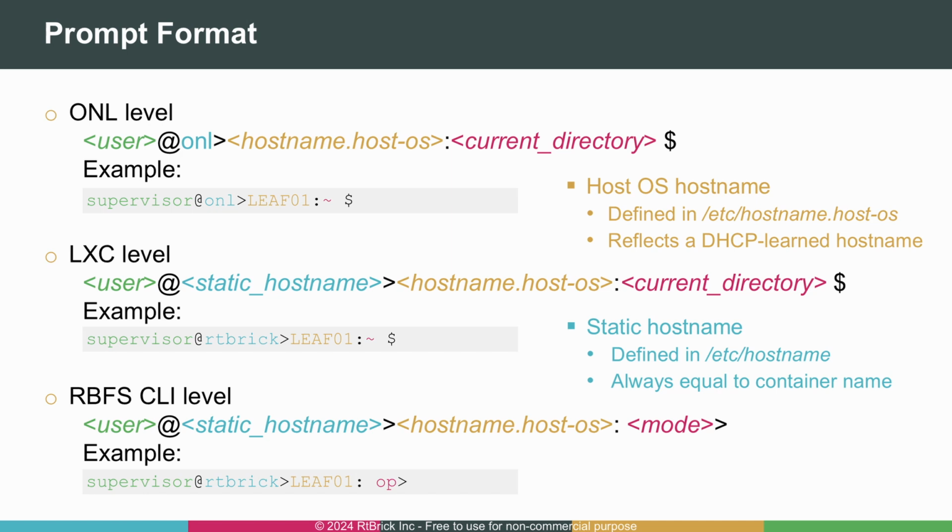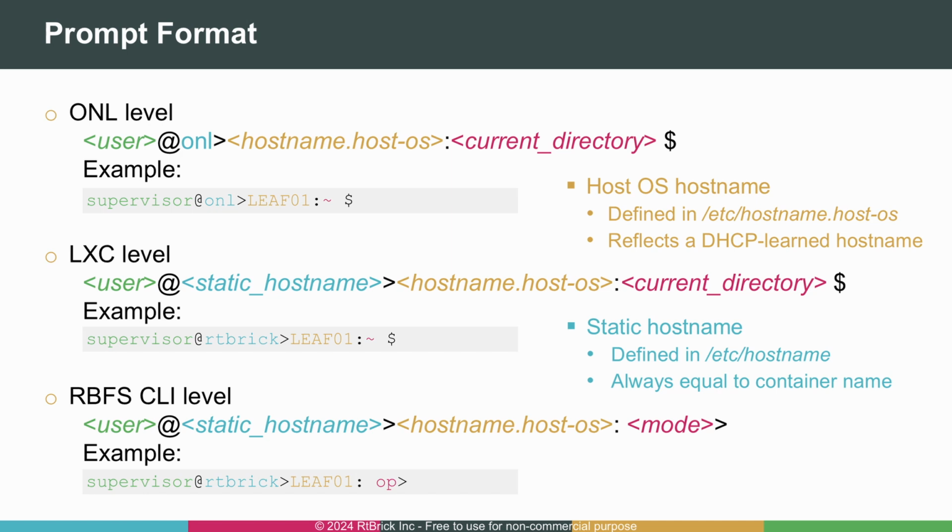To ensure users always know their current level, the system displays distinct prompts for each. All prompts share a common format. They begin with the username, followed by an @ sign. At the ONL level, the prompt includes the word ONL, followed by a greater than sign, the hostname, a colon, and finally, the current working directory in the ONL, ending with a $ sign. The hostname is taken from the /etc/hostname.host-os file and is typically learned via DHCP.